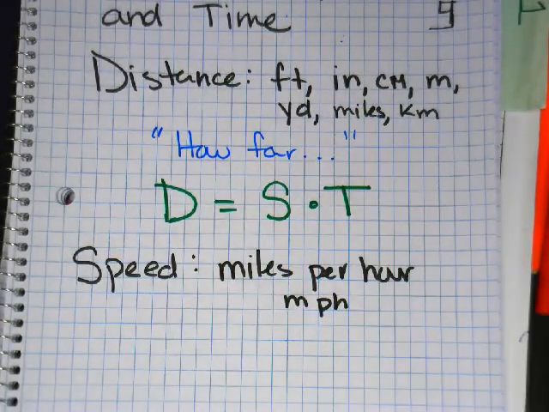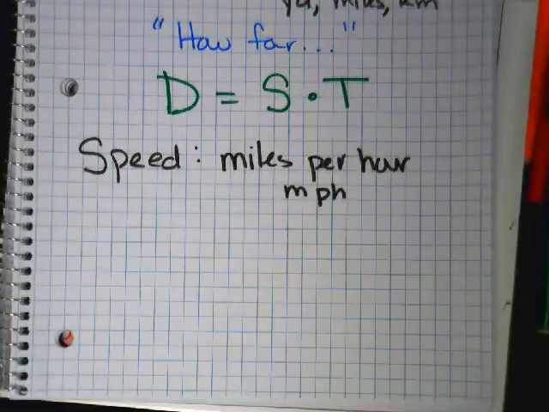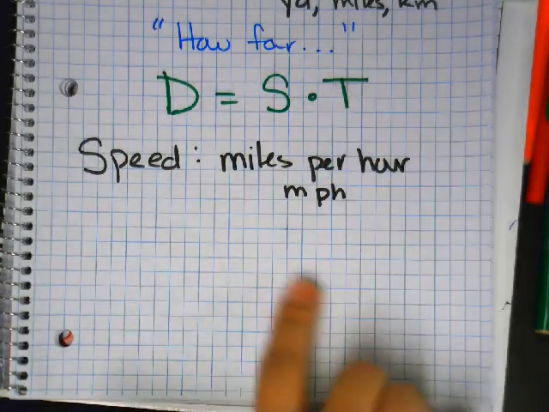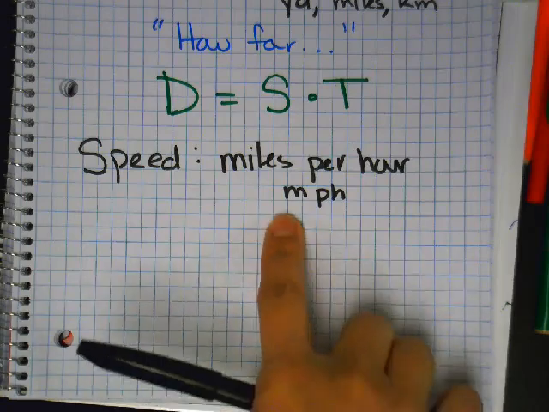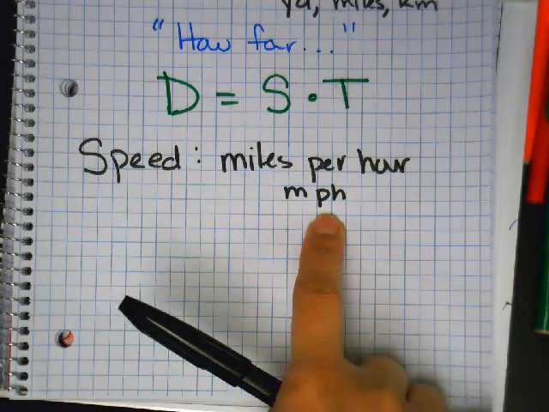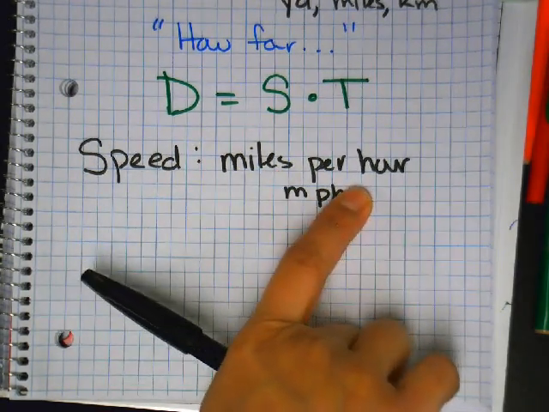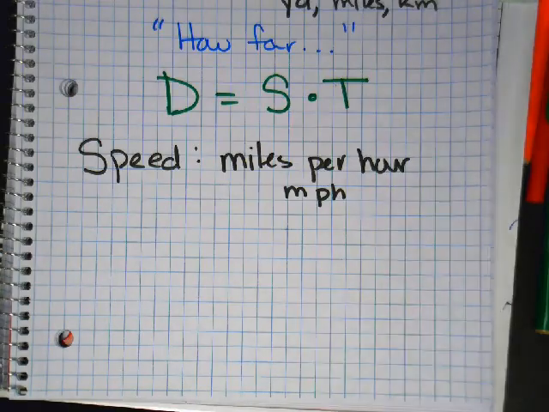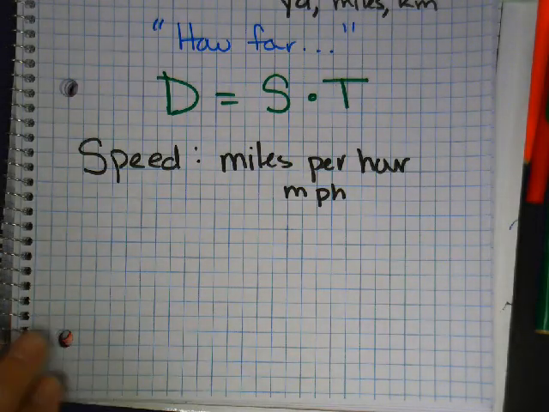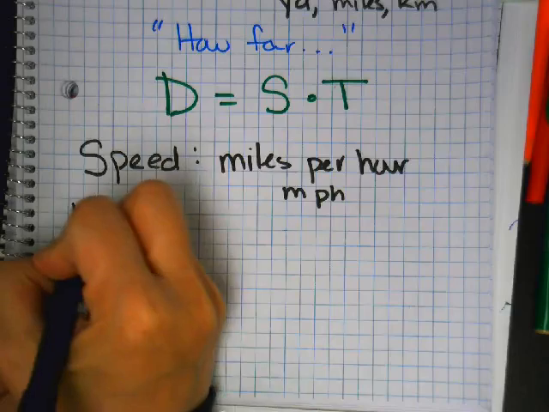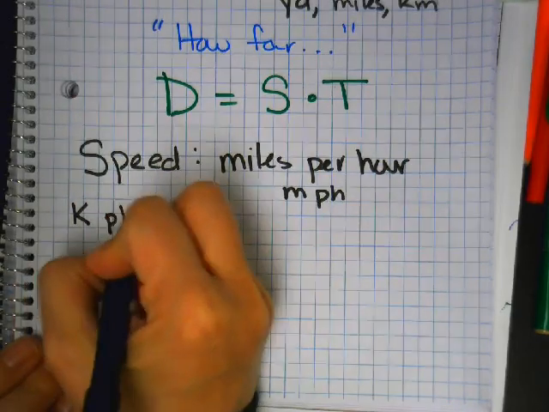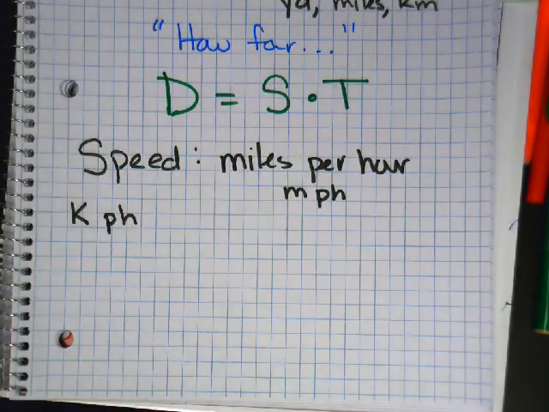So if you go on the road in the United States, when you see the speed limit at the bottom, it will say, let's say 65 MPH, which stands for miles per hour. What's another one? Kilometers per hour. Yeah, so you can do kilometers per hour.